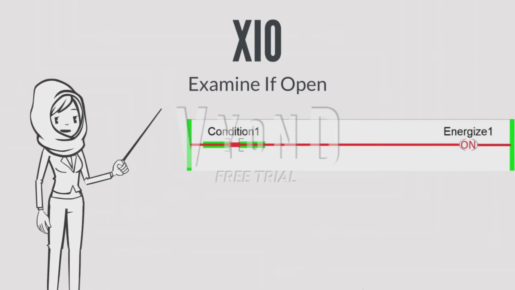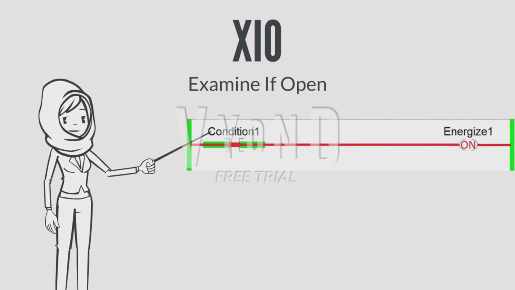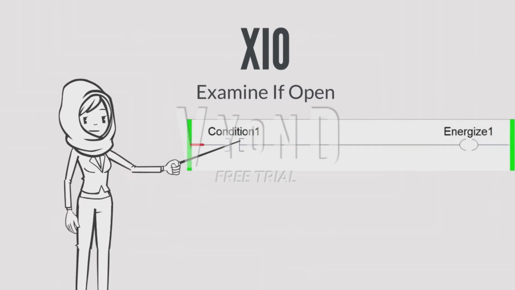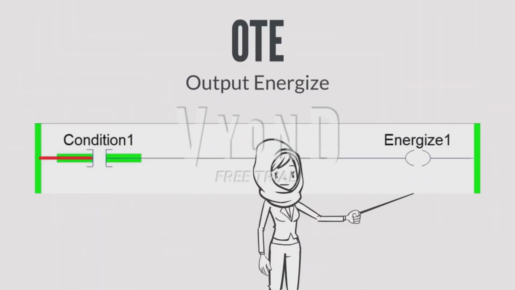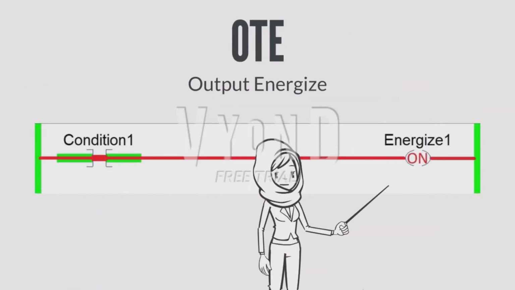Hence, if the boolean assigned to XIO is false, current will go through, and if it is true, it will not. Thirdly, output energize, OTE. If input instruction is 1, then output instruction is high. If 0, then the output instruction is false.